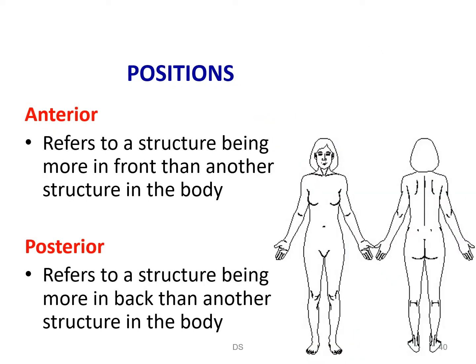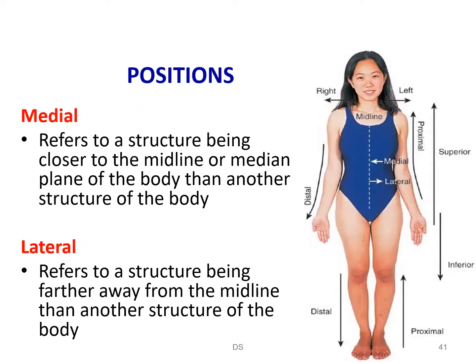Another term, anterior, is a structure which is found to the front. A structure which is found to the back is called posterior, which is back. This is front. Others are lateral and medial. A structure away from the axis, that is lateral. A structure closer to the axis, that is what? The medial.